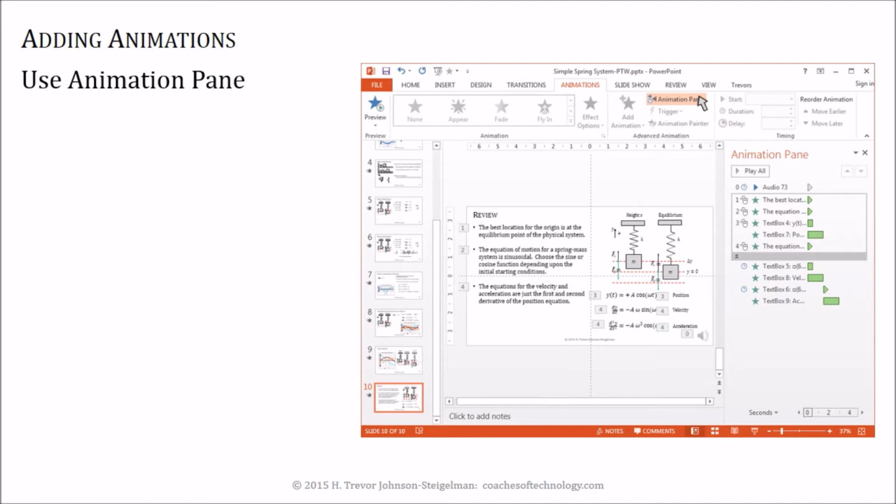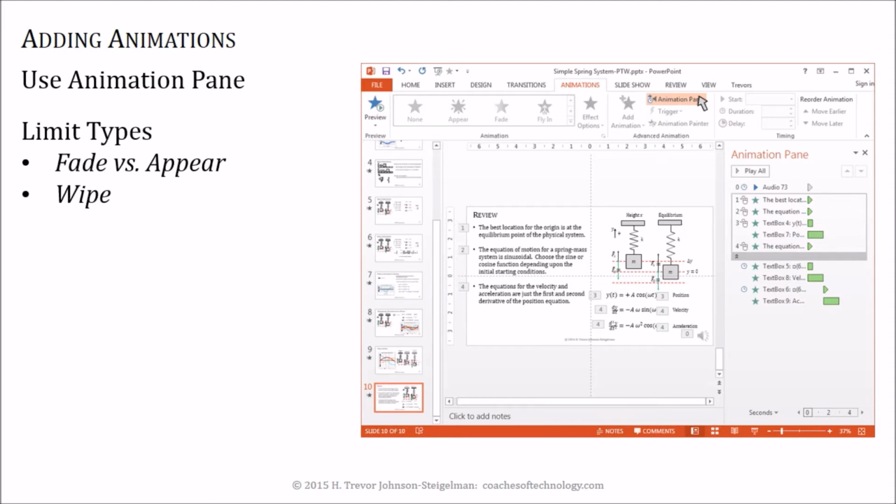You'll want to use the animation pane, which you can see if you go to the Animations tab. There's a button here for animation pane. Once you press that, this guy will show up. You can adjust the width of this so that it shows whether you're doing a timing or a on click.